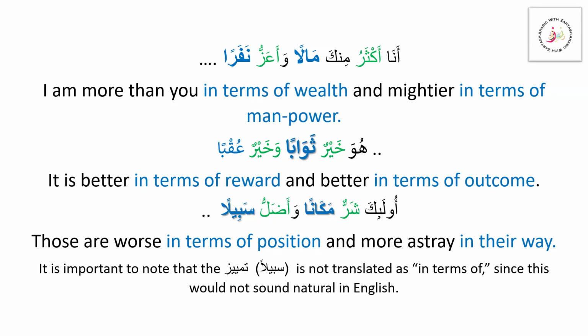And more than you in what? In terms of wealth. So both these words, mal and nafar, will be called tamyiz. If you look at the properties of this tamyiz, it is common, mansoob, singular, and also coming after these vague words. So here it is ism tafdeel. Let's look at the next example.